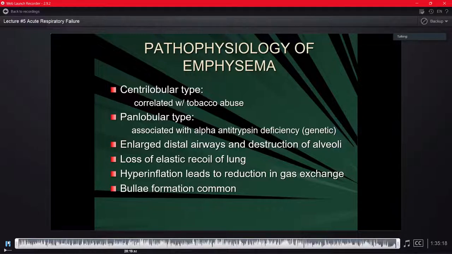And you're like, oh, well, I have more surface area now to exchange CO2 and O2. That should be better, right? Wrong, and I'll show you that in a second. Because of the connective tissue breakdown surrounding the alveolus, we have a loss of elastic recoil, okay? And we rely on that elastic recoil to get carbon dioxide out. I'll explain that too. Hyperinflation leads to reduction in gas exchange. You better believe it. And bullae formation is common.